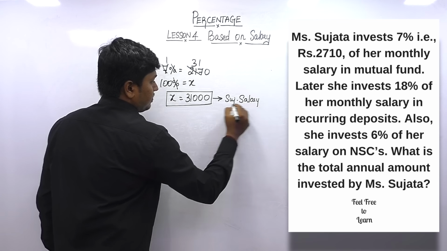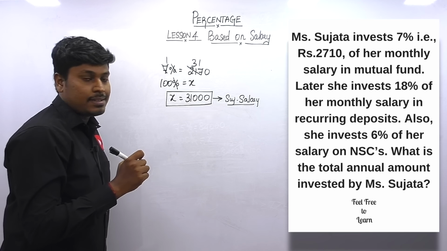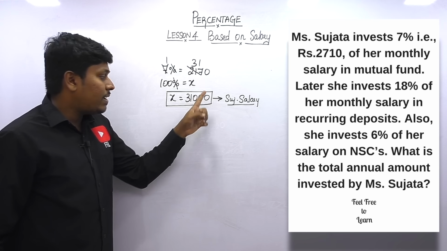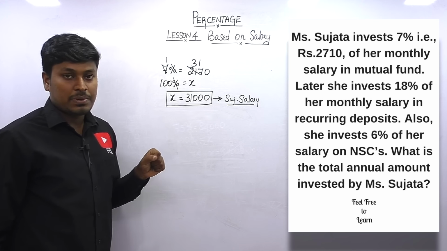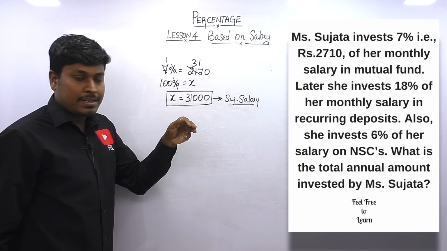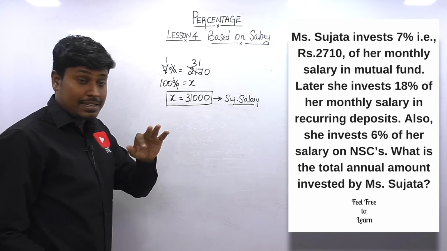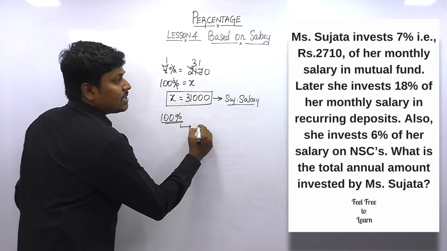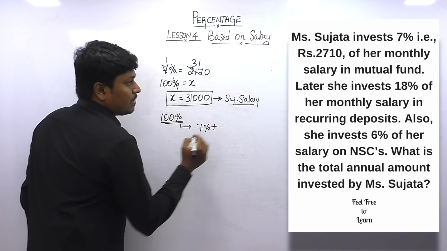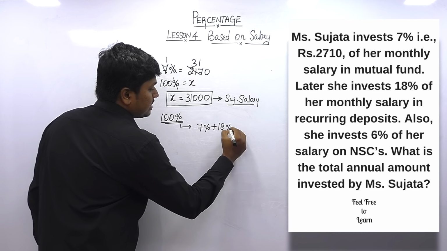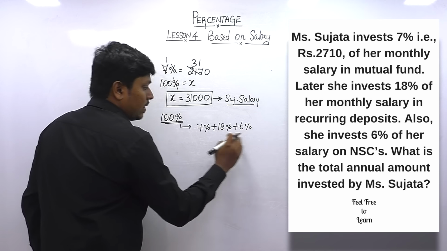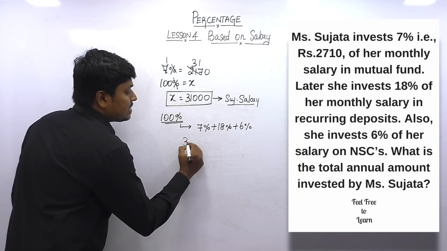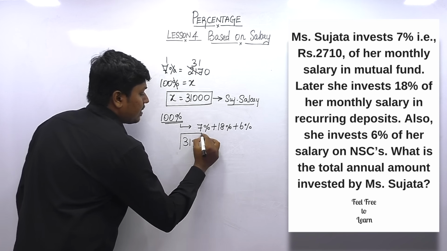is 31,000. So by using the first data, the 7% that she spends on mutual fund is 2170. By using this value, we have found Sujata's salary, that is 31,000. And they are saying she is spending 7% and another 18% and 6%. Listen carefully, from the salary 100%, what is the total percentage she is spending? One is 7% plus another 18% plus another 6%. So let us add all the values. 18 plus 6 will be 24, 24 plus 7 will be 31. So she is spending 31% of her salary.